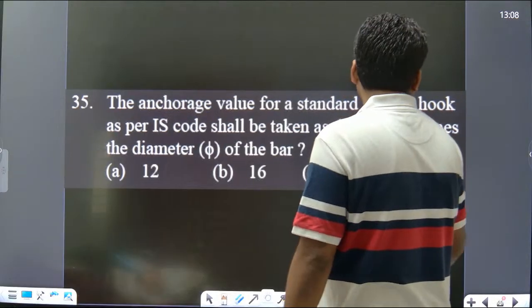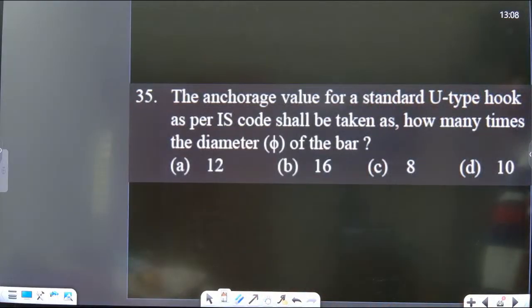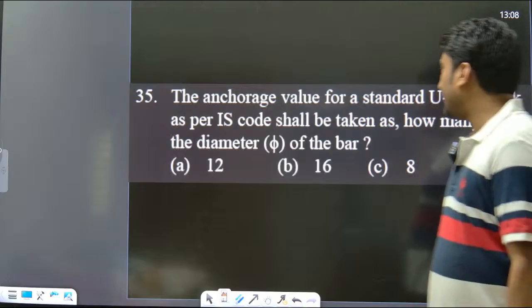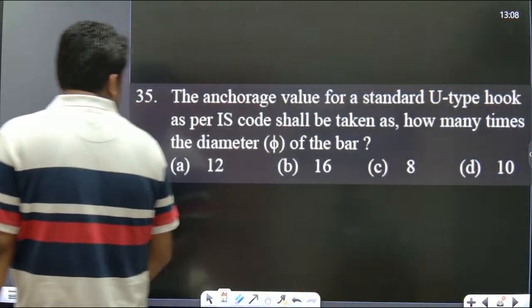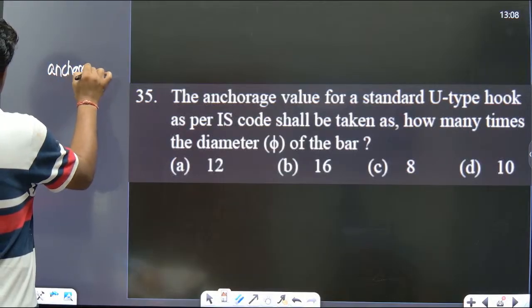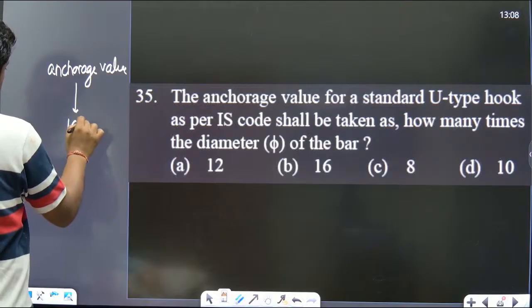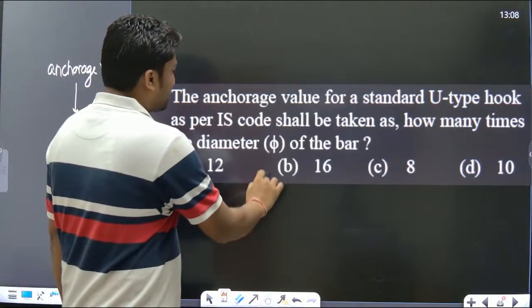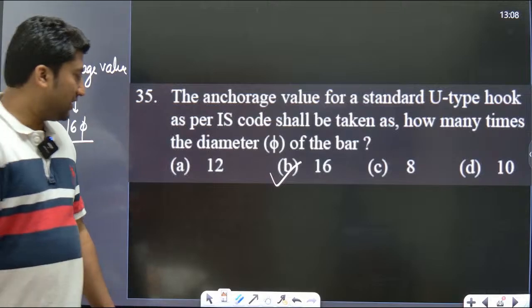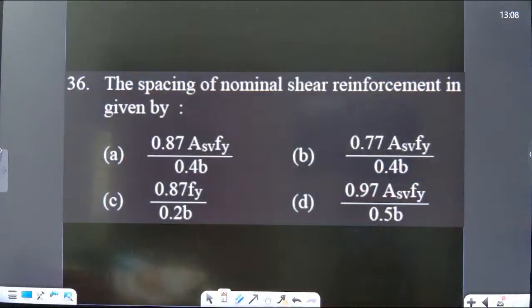This is a simple question. We have covered this question. The anchorage value for standard U-type hook as per IS shall be how many times the diameter of the bar? So the anchorage value for hook is 16 times the diameter of the bar. This is option B. Last question for today's class. Answer it. This is also a simple question.